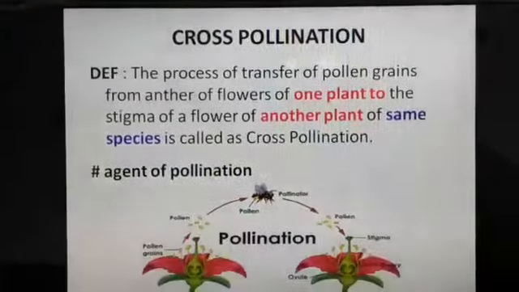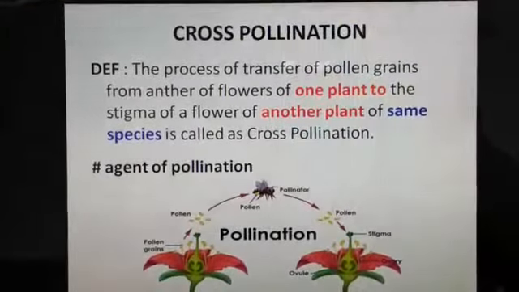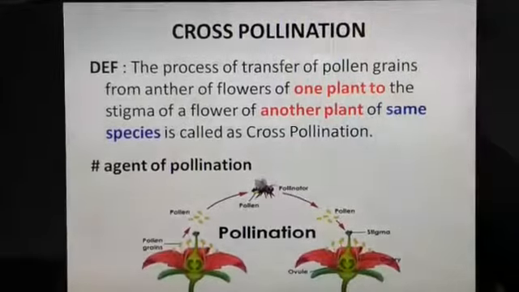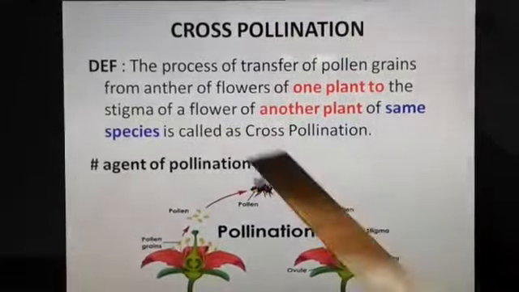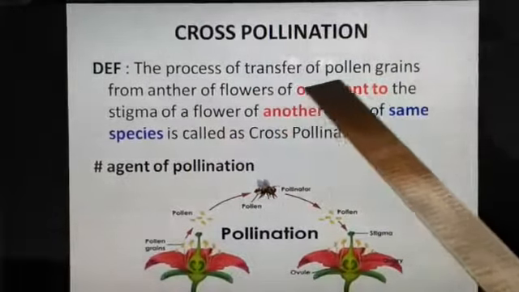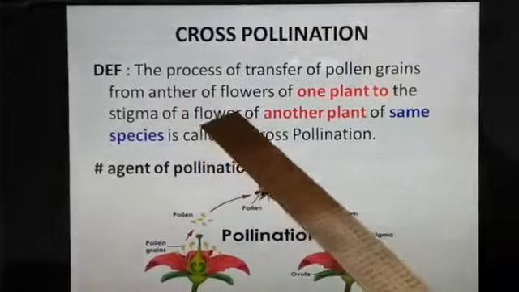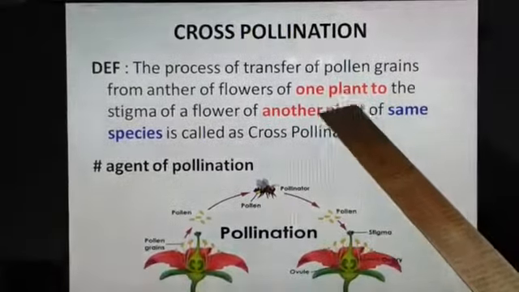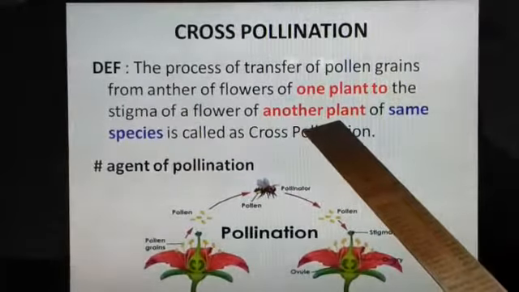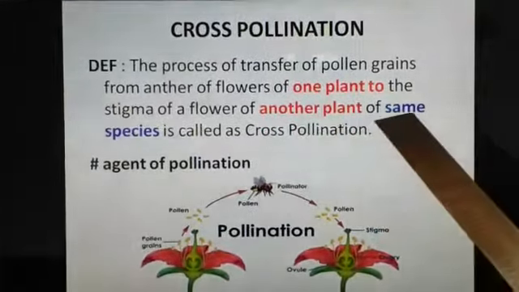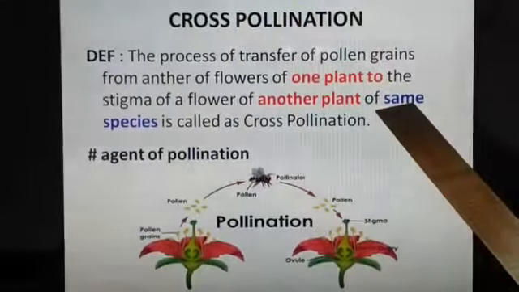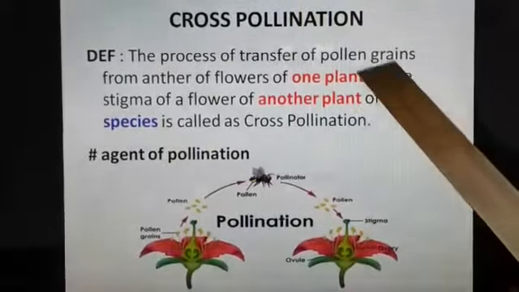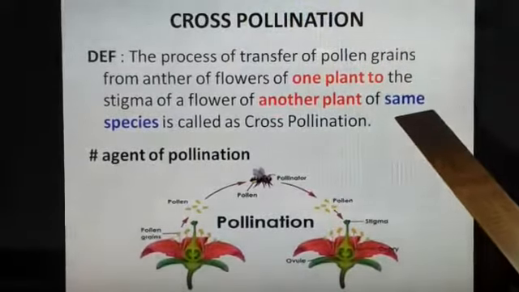Let's move on to the next kind of pollination, that is cross-pollination. Cross, that is between two plants. So it's defined as the process of transfer of pollen grains from the anther of a flower of one plant to the stigma of a flower of another plant of the same species. Alright, so cross-pollination takes place between two plants of the same species.